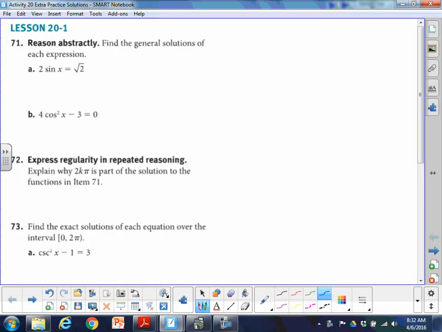I'm not going to do all of these, but we'll kind of jump through. I'll do some of the more challenging ones to get the idea. So starting with number 71, we need general solutions. And the idea with general solutions is you're going to need to list all the solutions, because these have an infinite number of solutions due to how the trig functions always repeat themselves and go over and over.